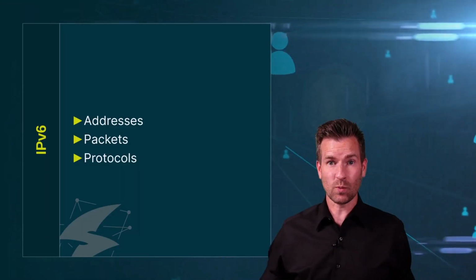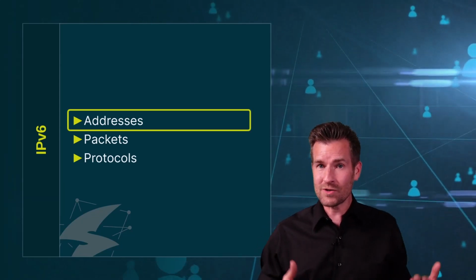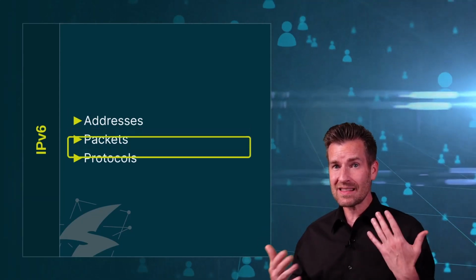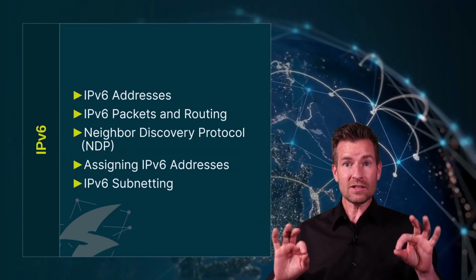So we made it through the end of IP version 6. Let's do a quick recap of what we went over in this course. When it comes to IP version 6, we're changing quite a few different aspects. We're changing the addresses, we're changing the packets, and we're changing the communication flow or the protocols that are used. And we got into each one of those.